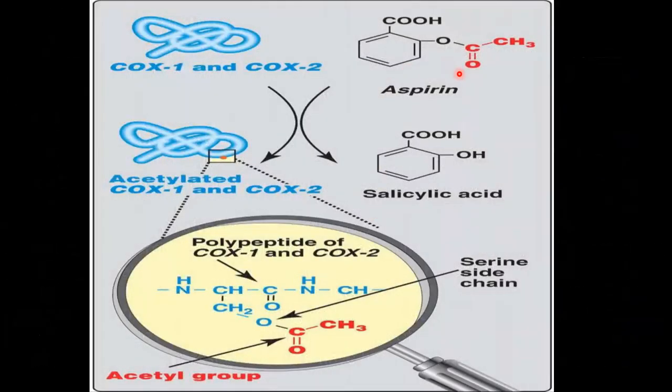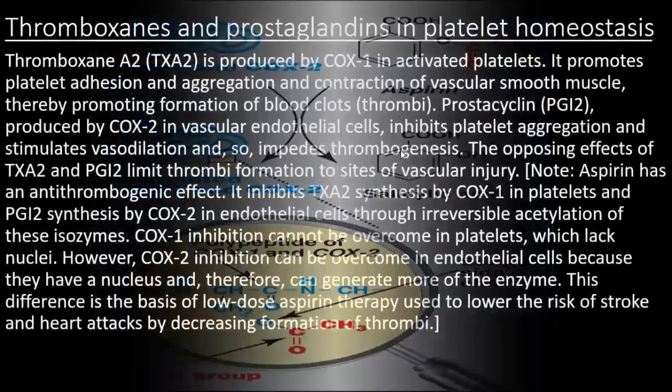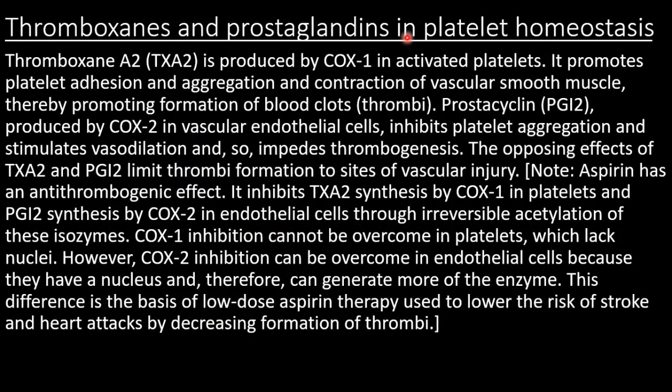Now, this is aspirin, acetylated salicylic acid. Okay, so it acetylates a serine side chain in COX-1 and COX-2, irreversibly. Okay, hence inhibiting the enzyme. Now, thromboxane and prostaglandin in platelet homeostasis: if you have been keenly listening and you have reached this point, you must have an idea.